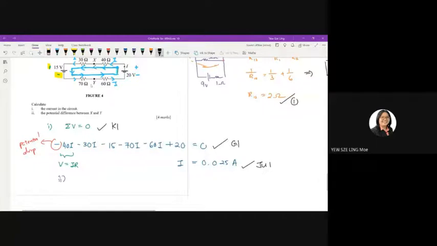All right, you write it down first. I'm going to redraw the diagram for a while.